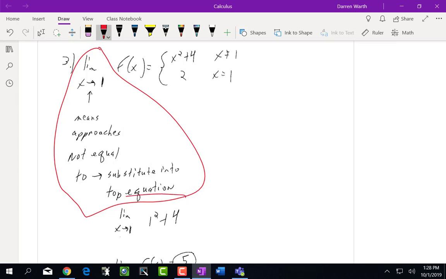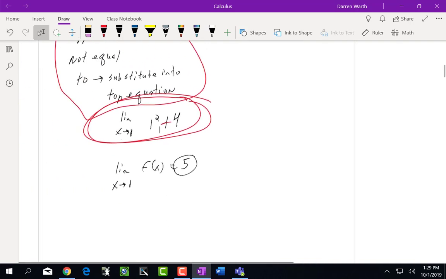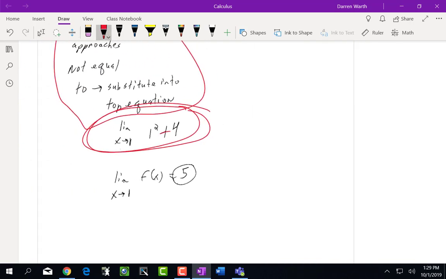So that means we're going to substitute it into the top equation. So taking 1 and putting it into my top equation, I get 1 squared plus 4, and solving that, it looks like the answer is 5. So 1 squared plus 4 is 5, and that's my answer when I substituted into this top equation.